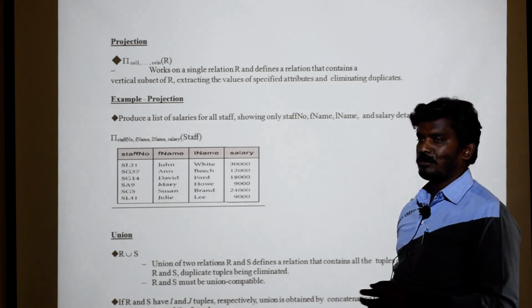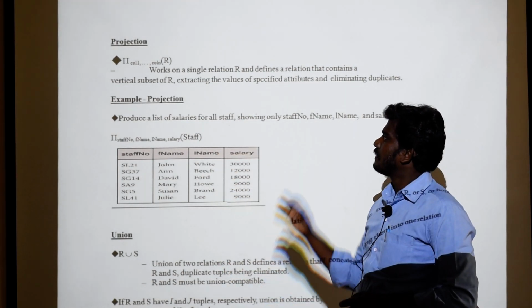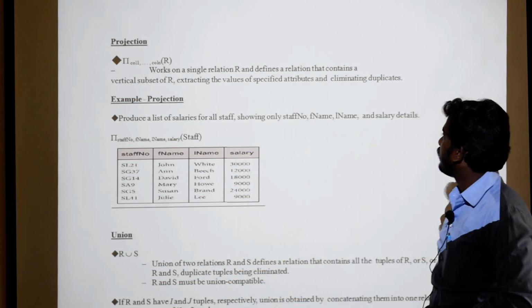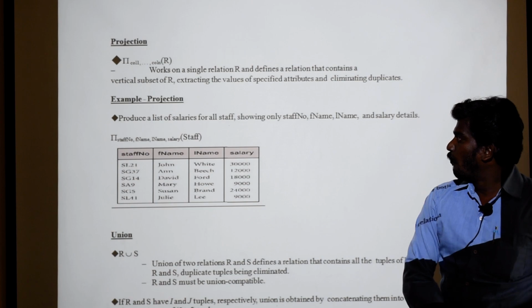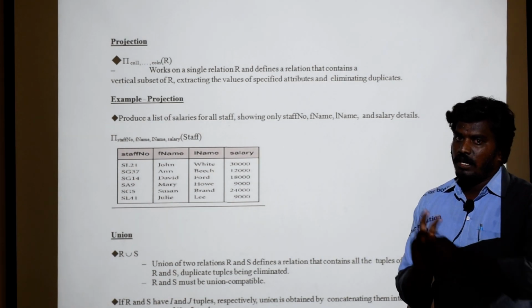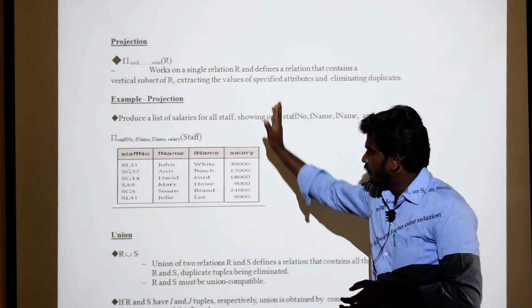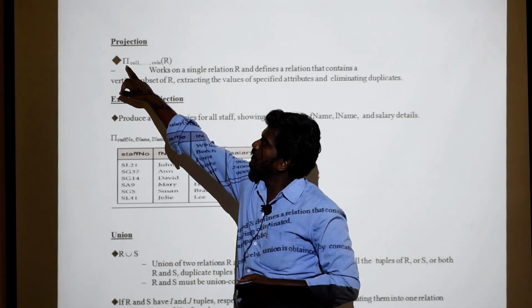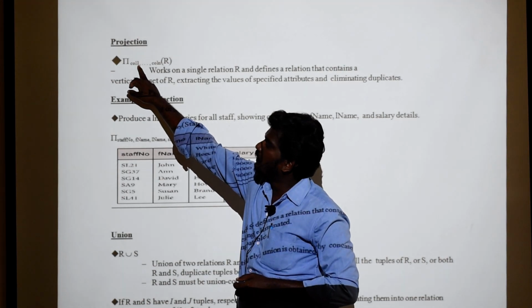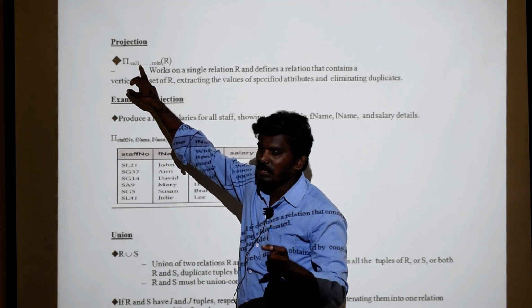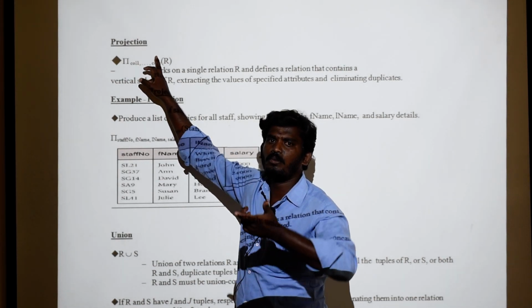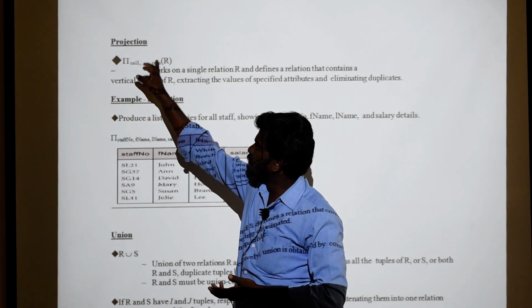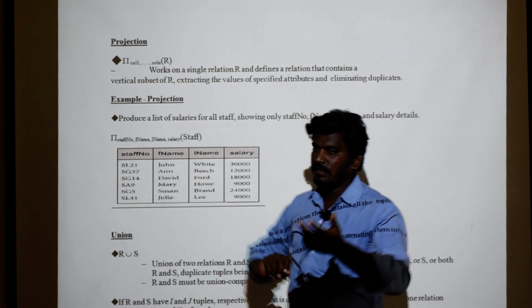So what is meant by projection? It works on a single relation R and defines a relation that consists of a vertical subset of R. You know that vertical means I just segregate column wise. The symbol is the pi symbol. Then the predicate is column 1, column 2, column 3, etc. However many columns you want to retrieve, you just list them. And R is the relation.